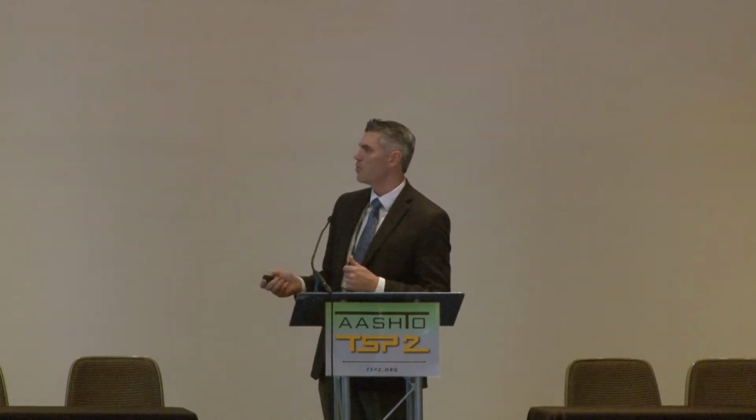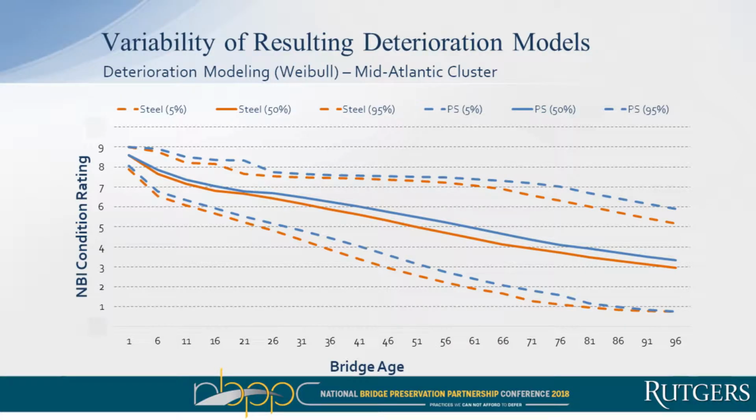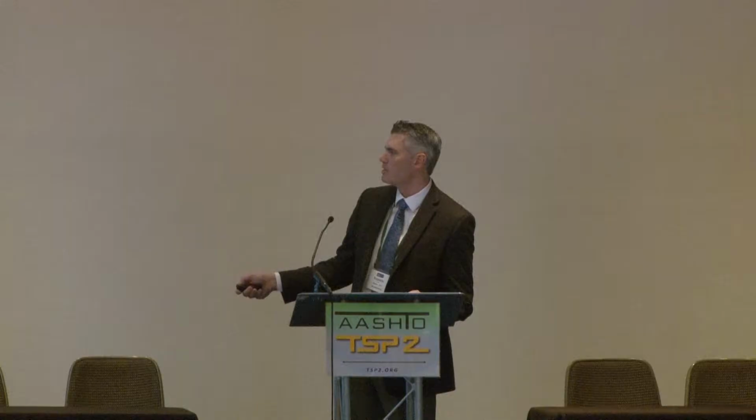So this is a great approach. I'm not arguing that we shouldn't be doing it. We should be doing more of it. But there is an inherent limitation in this, right? There's a few. One, this is just an example of some modeling that we've recently done for some states in the Northeast. And the orange is steel and the blue is pre-stressed concrete. The story is they're both pretty much the same in this population. The solid line is the 50th percentile. And then we have our overperforming bridges, so our 95th percentile, and then our underperforming bridges, our 5th percentile, right?